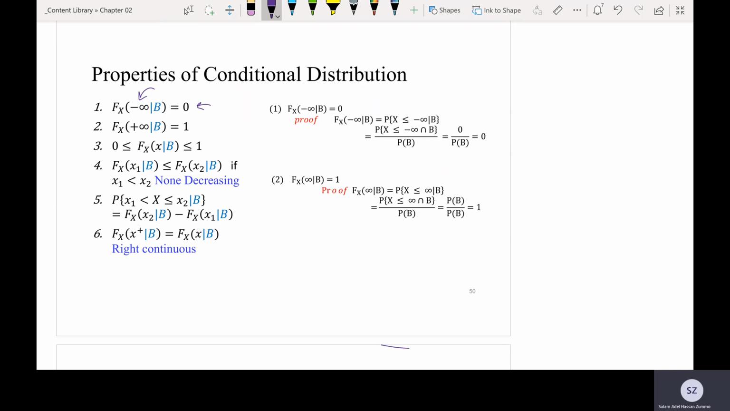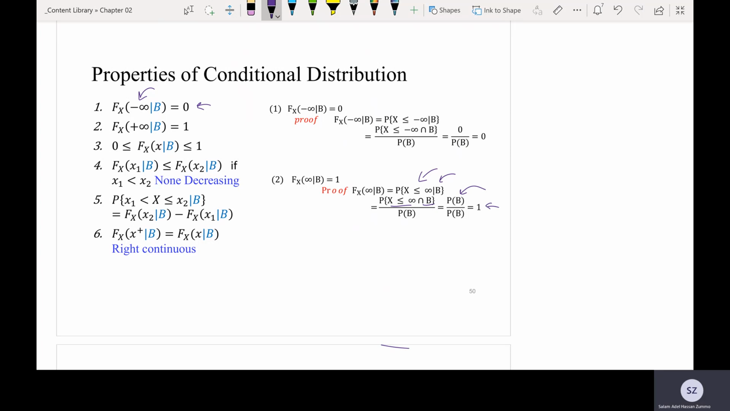Given B, the intersection will be the probability of x less than infinity and B, intersection x less than infinity and B. Less than infinity is the certain event. So you are saying the probability of S, the sample space, intersect with B. What is the probability of S intersect with B? It's equal to the probability of B, divided by the probability of B, which gives you 1.